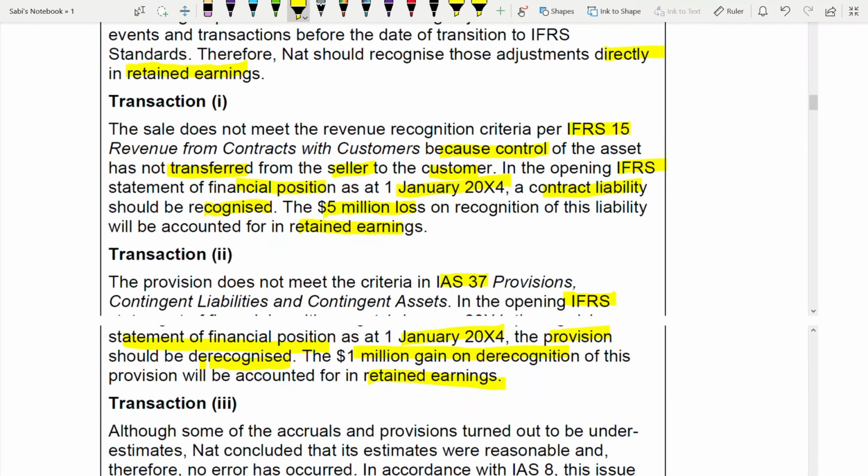So again, why? Earlier it was recognized as a provision, so provision is an expense. Now you are derecognizing it, so now it will be a gain. So that gain will be recognized in retained earnings. We told it will be recognized in retained earnings, whatever the gain and loss. Now the third transaction.